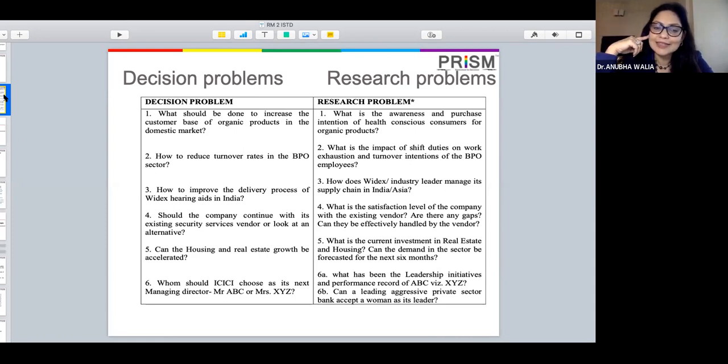Last one: whom should ICICI choose as its next MD, Mr. ABC or Mrs. XYZ? What has been the leadership initiative and performance record of ABC versus XYZ? Can a leading aggressive private sector bank accept a woman as its leader? Now you see a lot of these questions have relevance to the what and how, and not the why element. The management decision is very specific, whereas the research problem is looking at the bigger picture and a holistic approach.